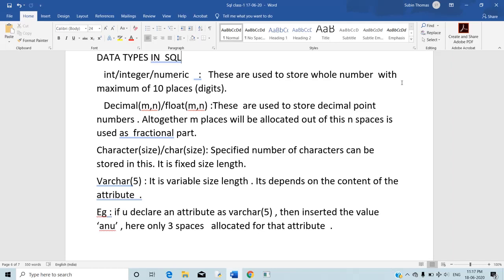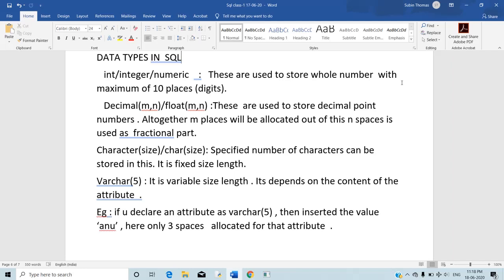This is used to store decimal point numbers, or fractional numbers, which can be stored by using the decimal or float data type. Altogether, we will get m places allocated, out of which n spaces are used for the fractional part. So if I am writing decimal of 5, 2.